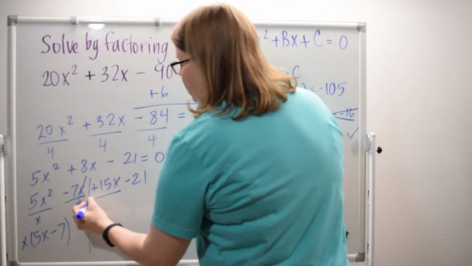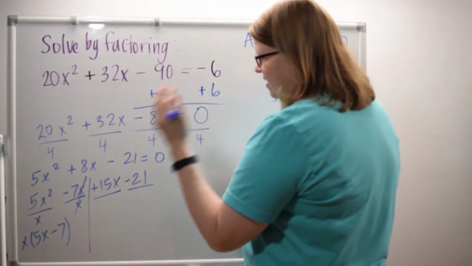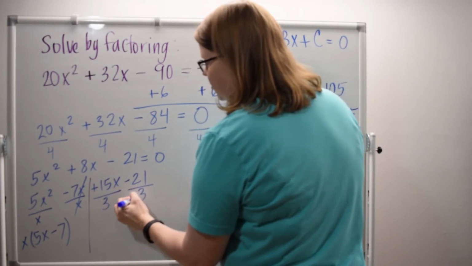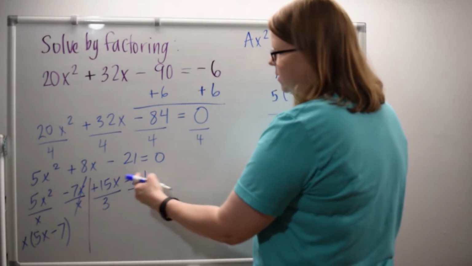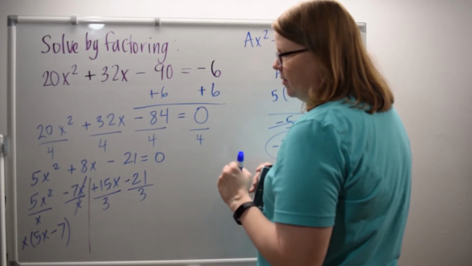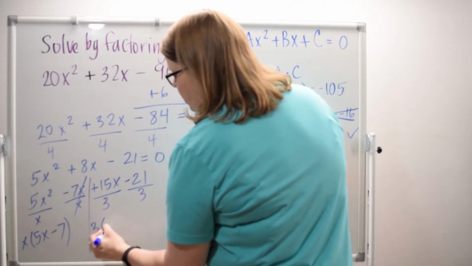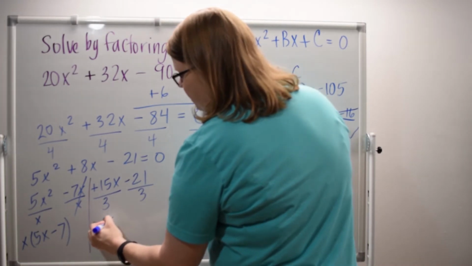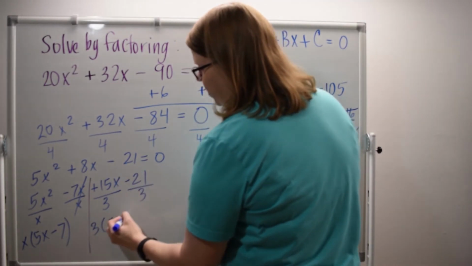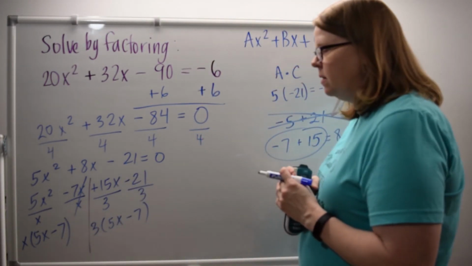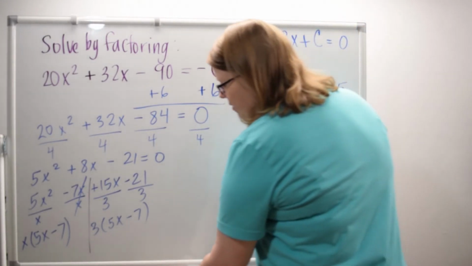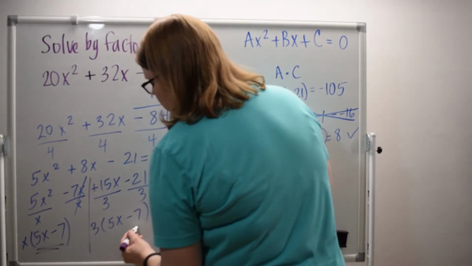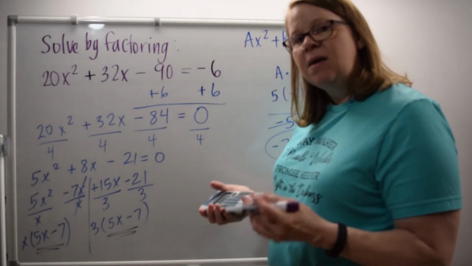Alright, over here, 15 and 21, the GCF there is 3, and there's no x in common. This has an x, but this doesn't, so I'm only dividing out a 3. And 3 goes into 15 5 times, and negative 21 divided by 3 is negative 7. Notice something, those are the same. They should always be the same or you've messed up.